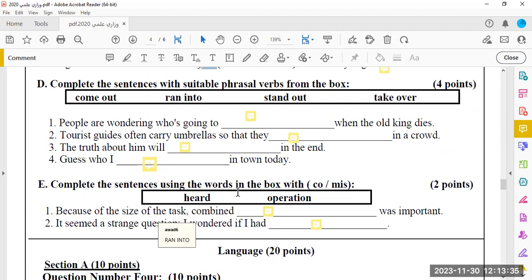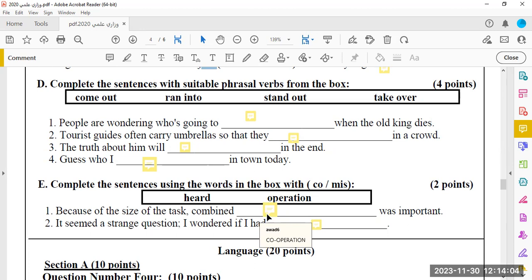The last exercise in vocabulary, about two marks. Complete the sentences using the words in the box, cook or mess. Of course, here you need to be careful that by the end of the year you will have over and under. It becomes cook, mess, over, under after we took these. So Karam, start please. Because of the size of the task, combined cooperation was important. Okay, cooperation.